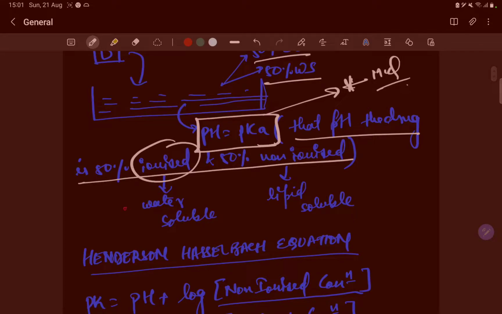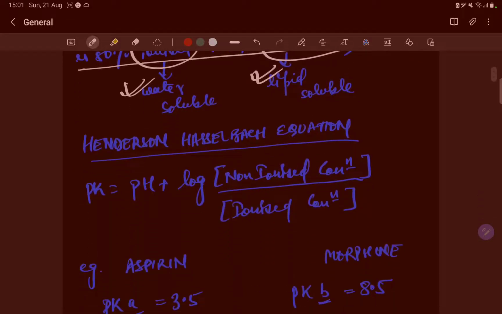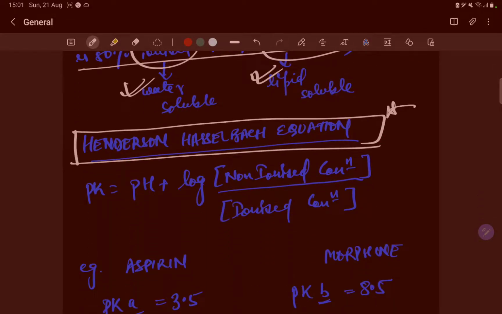So जो आयोनाइज रहेगा वो वाटर सोल्यूबल होगा, जो नॉन आयोनाइज होगा वो लिपिड सोल्यूबल होगा. ठीक है. Now this is very easy, and to understand this, the Henderson-Hasselbalch equation, we have studied this equation. This is the formula: pH = pK + log (non-ionic concentration / ionic concentration).